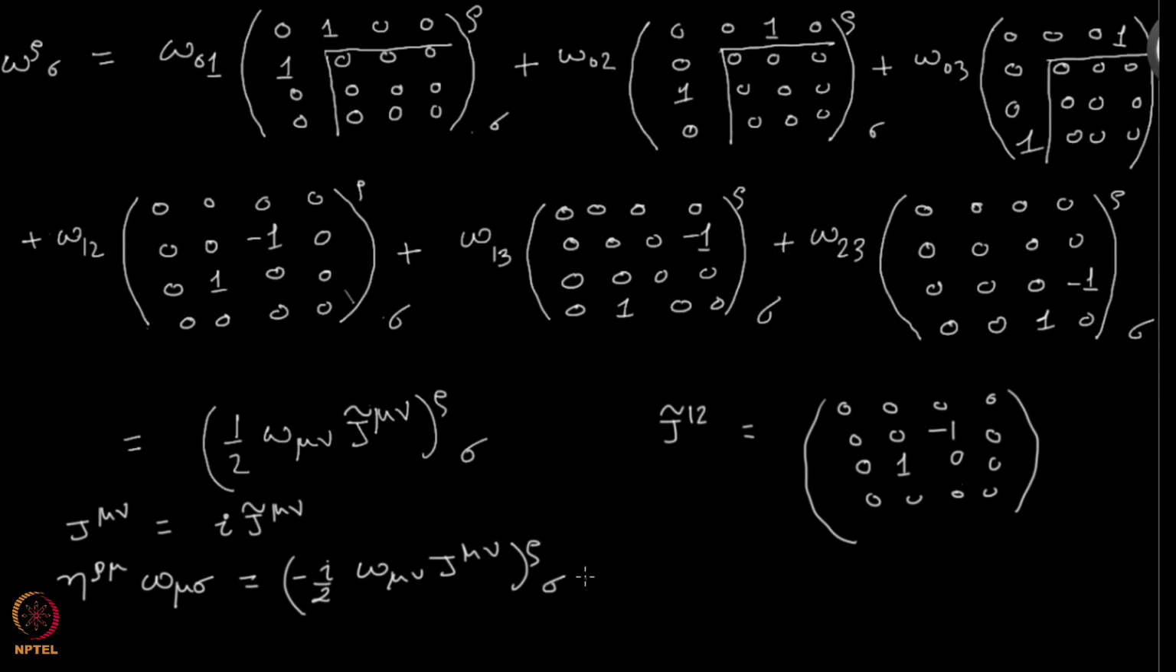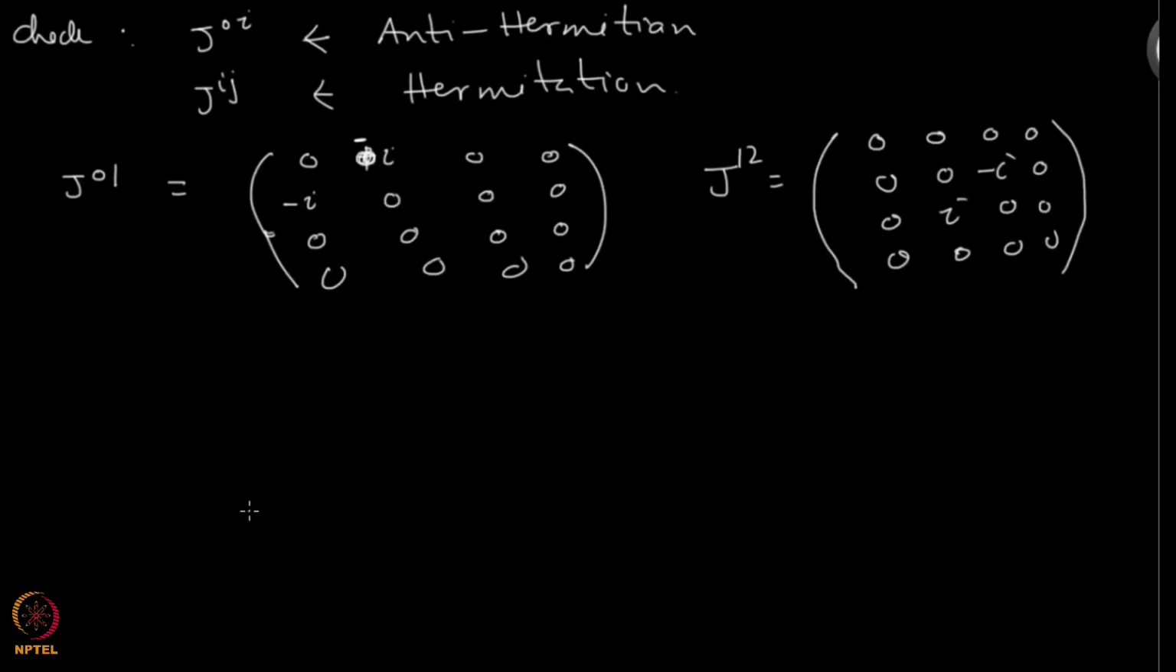The reason I have put an i here is that I want to make certain generators Hermitian. So let us see which ones. Oh, I have already written something here. Let us skip this one. I will put a cross.